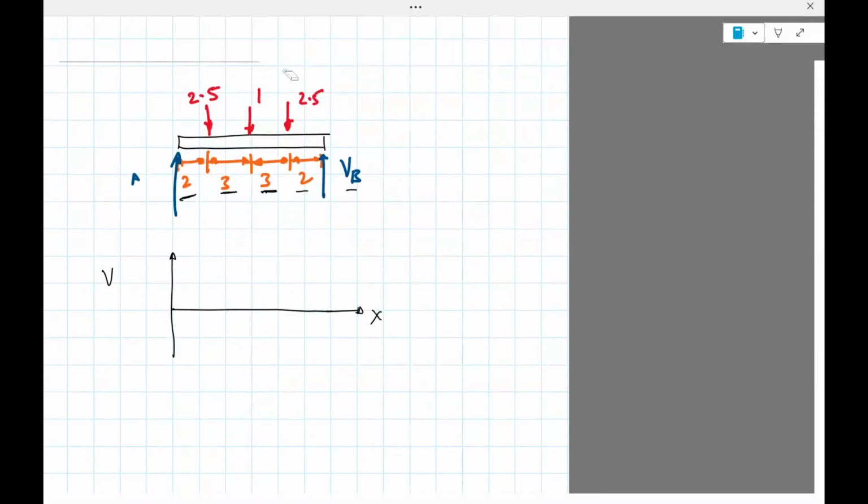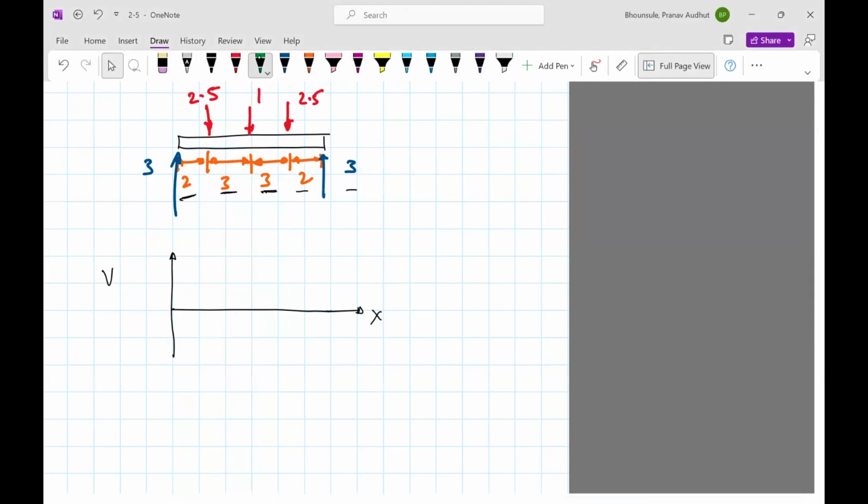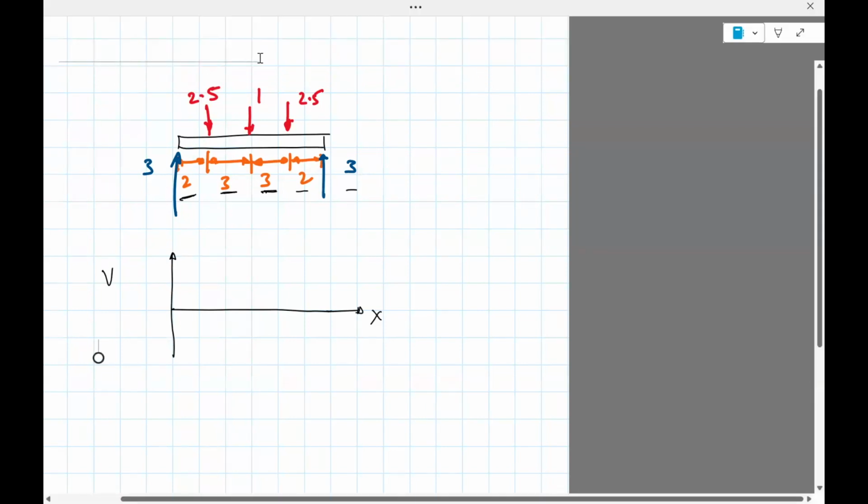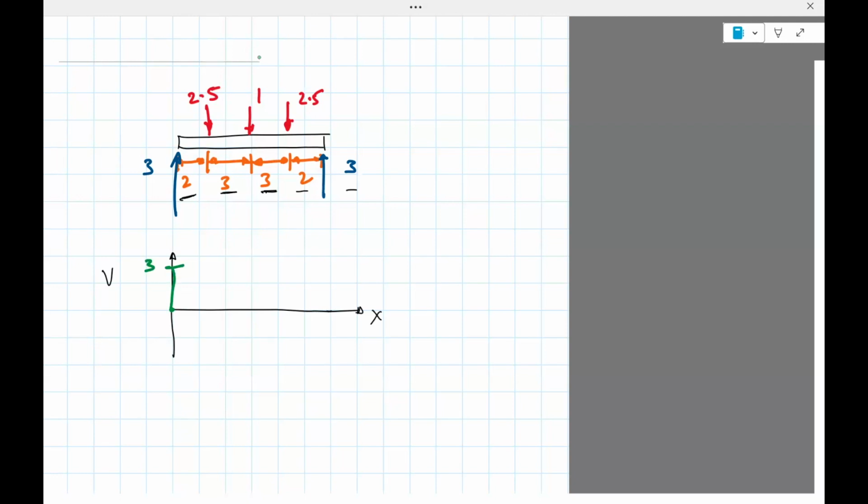Now we know this is 3. We know this is 3. Okay, so start from the left side. Initially, the shear force is 0, but then because of 3, it goes up. 3 stays 3 till we hit 2.5. So then it will be 3 minus 2.5, which will be 0.5. Stays at 0.5 till we hit the point where we have 1 kip force acting downwards. So now it will be 0.5 minus 1. So it'll go to minus 0.5.